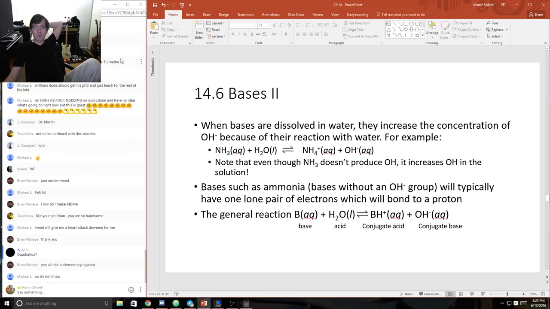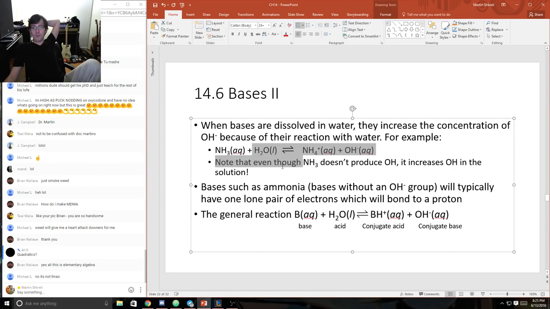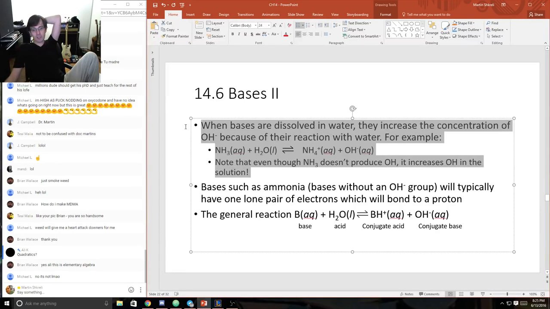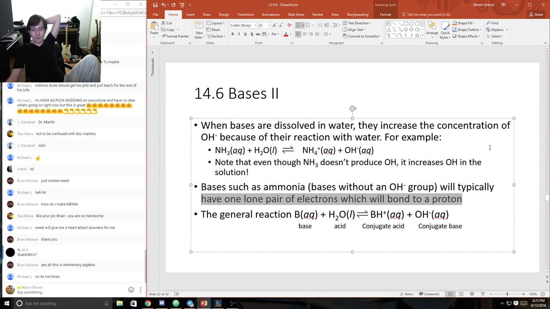All right, let's do some more base work. When bases are dissolved in water, they increase the concentration of OH minus hydroxide because of their reaction with water. How does that work? Well, let's look at ammonia and water, and it reaches this equilibrium where it's ammonium plus hydroxide. So even though ammonia doesn't produce OH, it increases the OH in the solution, which makes it a base. So bases like ammonia that don't have OH groups will typically have a lone pair of electrons, so they'll bond to a proton. When we talk about the Lewis definition, it's going to be pretty important.